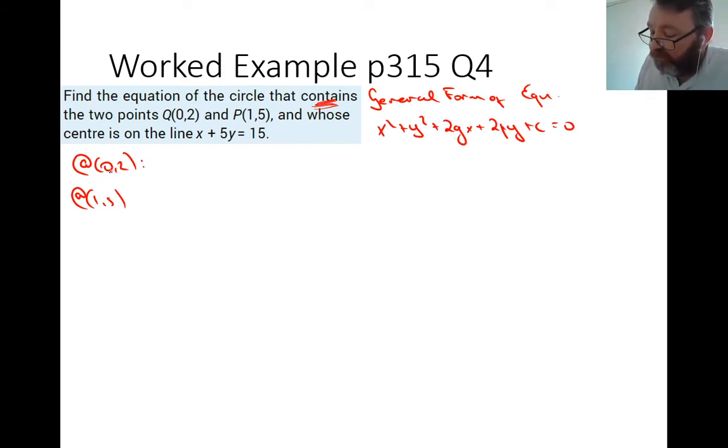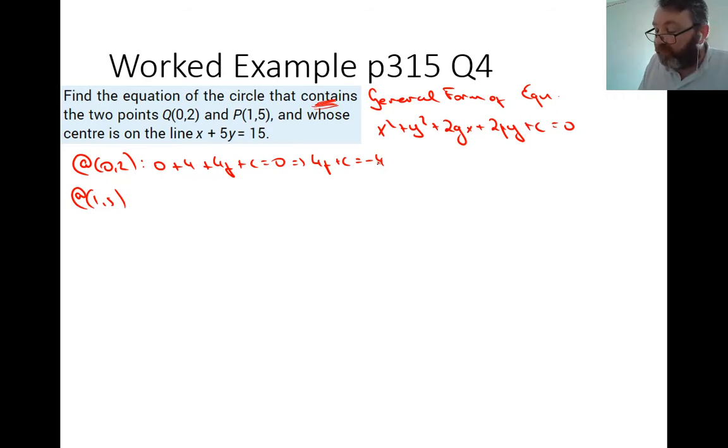If I put in 0, 2, I'm going to put 0 in for x and 2 in for y. So 0 squared is 0. 2 squared is 4. There is no x, so that's gone. You're putting 2 in for y, so that becomes 4f. And then plus c is equal to 0. Look at what I have. I've got an equation in f and in c. And what is the equation? The equation is 4f plus c equals minus 4.